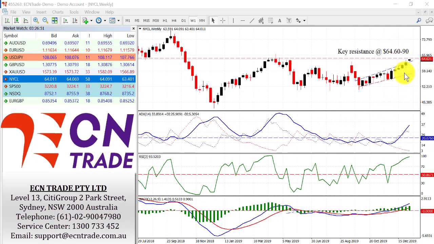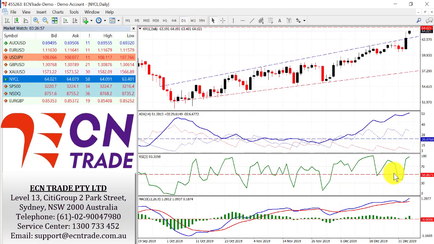We have broken out of this channel and therefore could see further risk as we are trending, and there's still a bit more room to the upside on the weeklies. Dailies, we're a little bit overbought, but the trend is still okay to support the move at least to 64.60 to 64.90. Dips can come in as deep as 61.90 to 61.10.